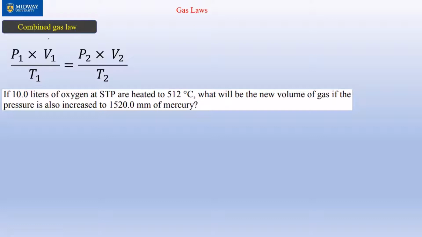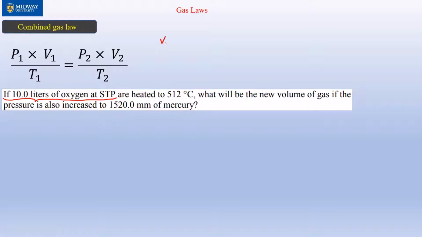So, if 10 liters of oxygen at STP are heated to 512 degrees, what will be the new volume of the gas if pressure is increased? It's very important first to understand what it is that you're calling P1, V1, and T1. So if 10 liters of gas at STP, all of this will be part of your initial condition.